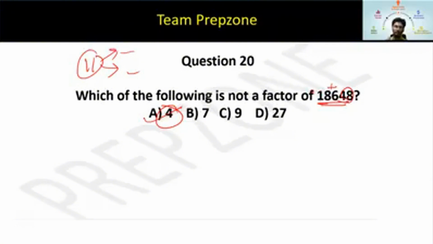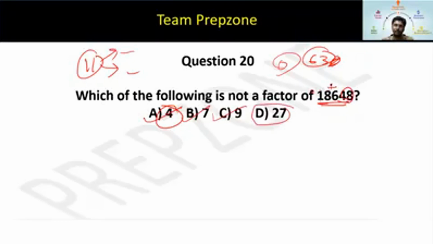So what is 648 minus 18? 630. Okay, so 630, this leaves between 63, 63, 3 to 2, 6, that is 0. And this is divisible by 7. What about 9? Sum of digits should be divisible by 9. Yes, it is divisible. Answer is 27.